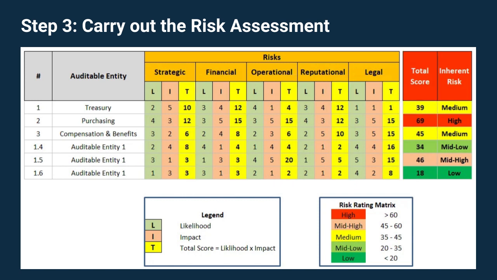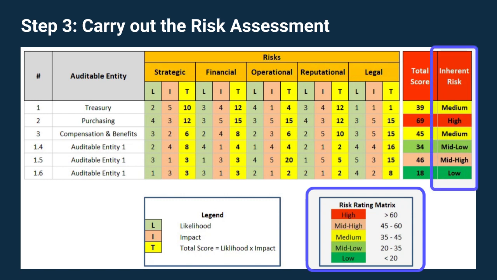Next step is to create the risk ranking matrix. This matrix will be used to identify the level of risk for each risk score. Here is an example of how to set the thresholds to determine the risk ranking. Remember that setting the thresholds is judgmental and will vary from one organization to another. Once the risk ranking matrix is in place, use it to determine the inherent risk in each of the auditable unit.